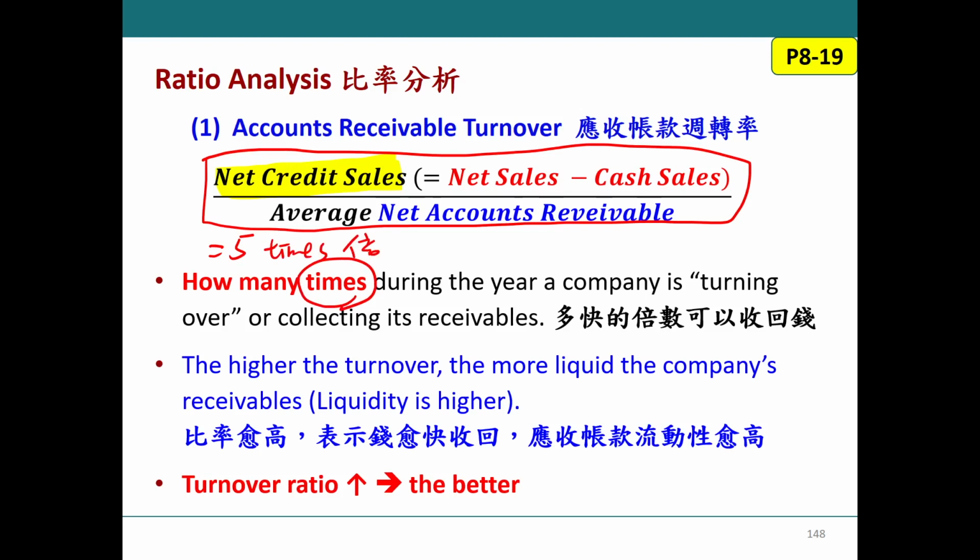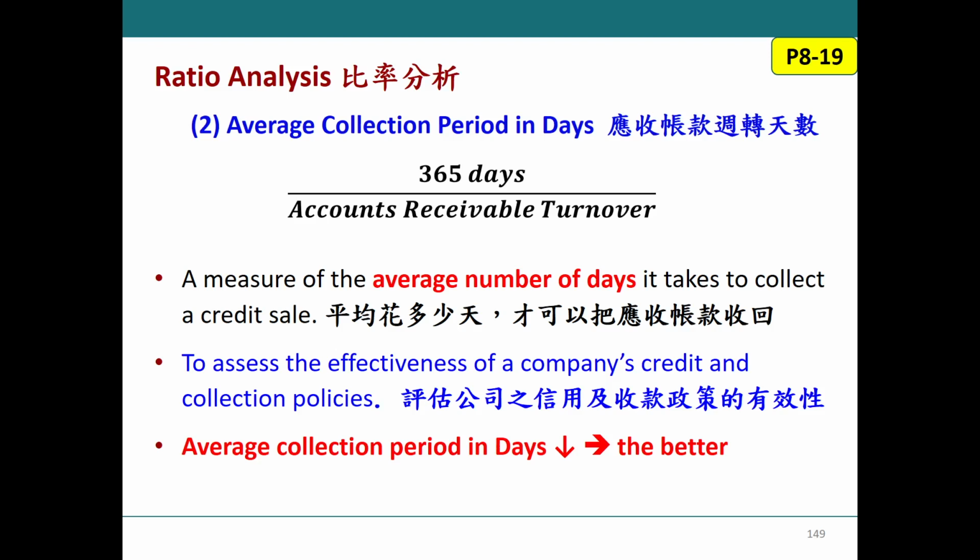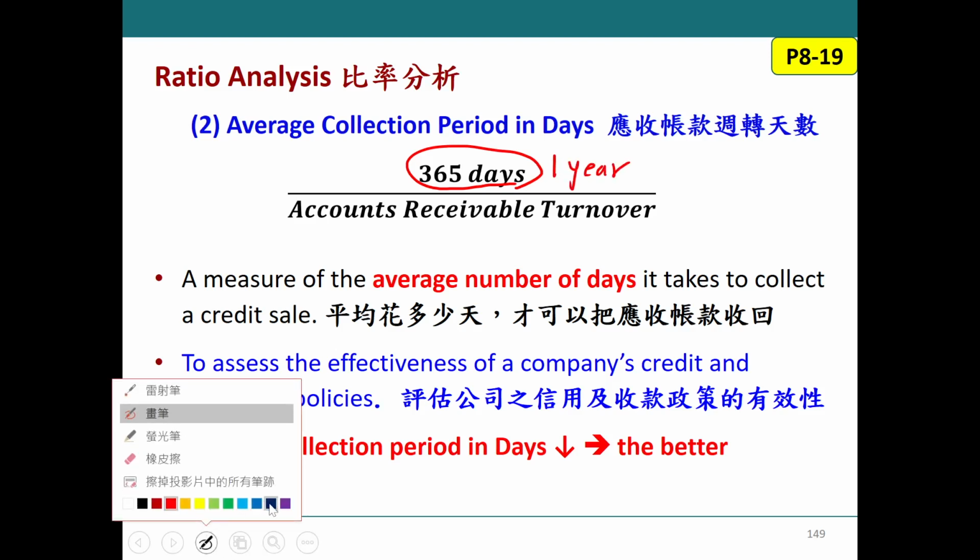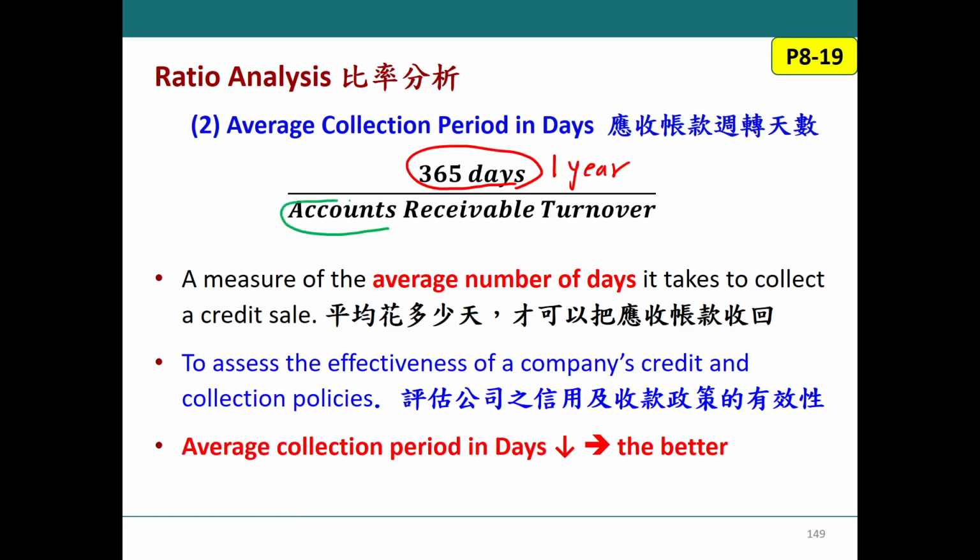For the second ratio, we look at the same thing but use a different unit. What's the different unit? We look at the days. You need to spend how many days to get the money back. That's why we use 1 year divided by your first ratio, the accounts receivable turnover.